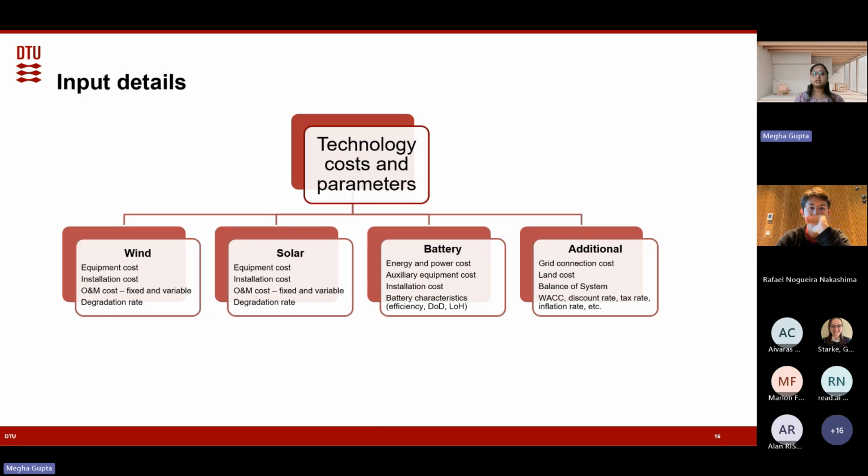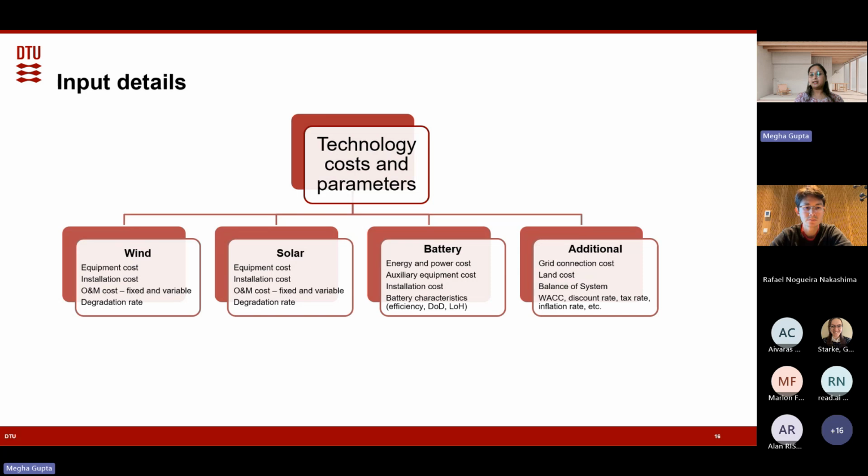For different technologies in the tool. So for example, for wind and solar, we are considering the equipment cost and the installation cost as a capex, and then operational and maintenance cost in opex. And of course, we can also enter their degradation rate because we are designing a plant considering its operation for the whole lifetime, around 25 years.